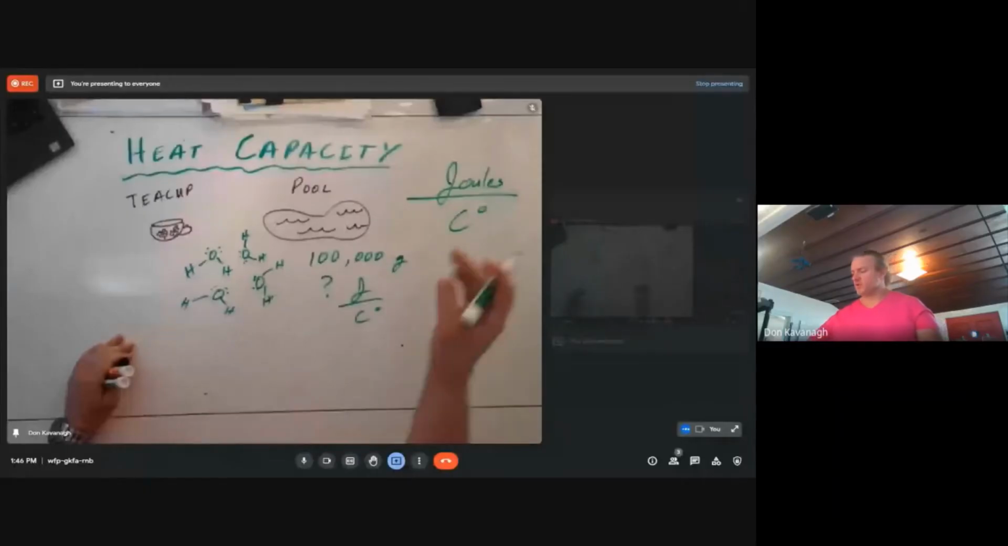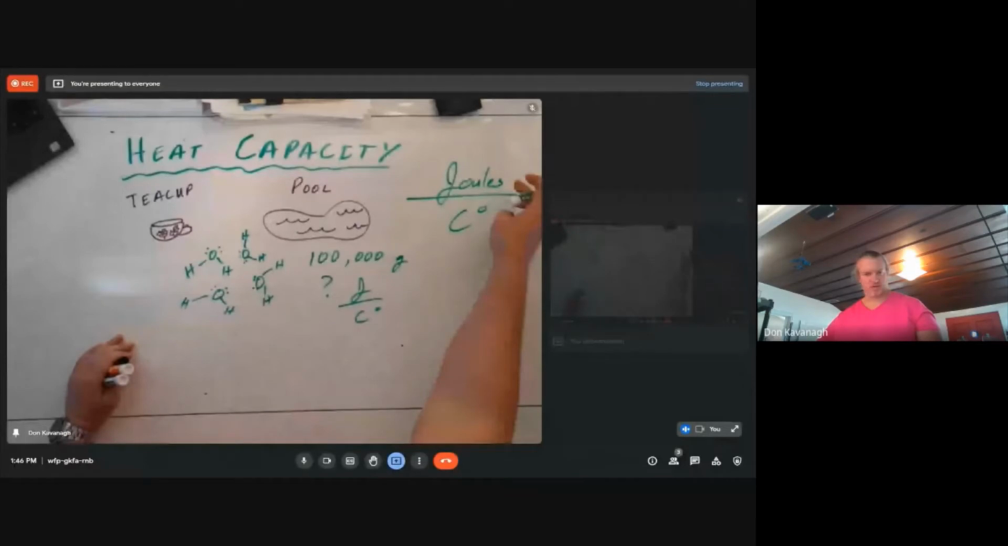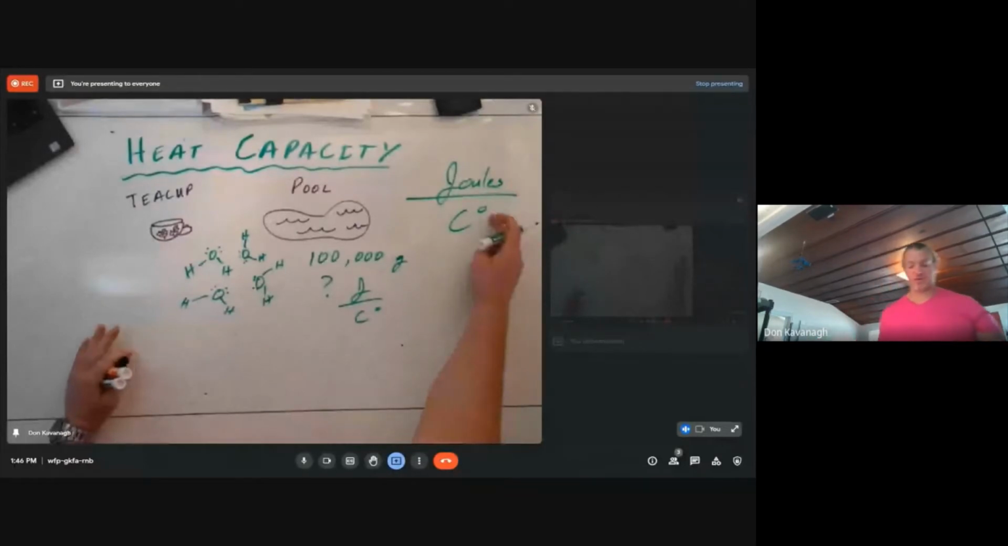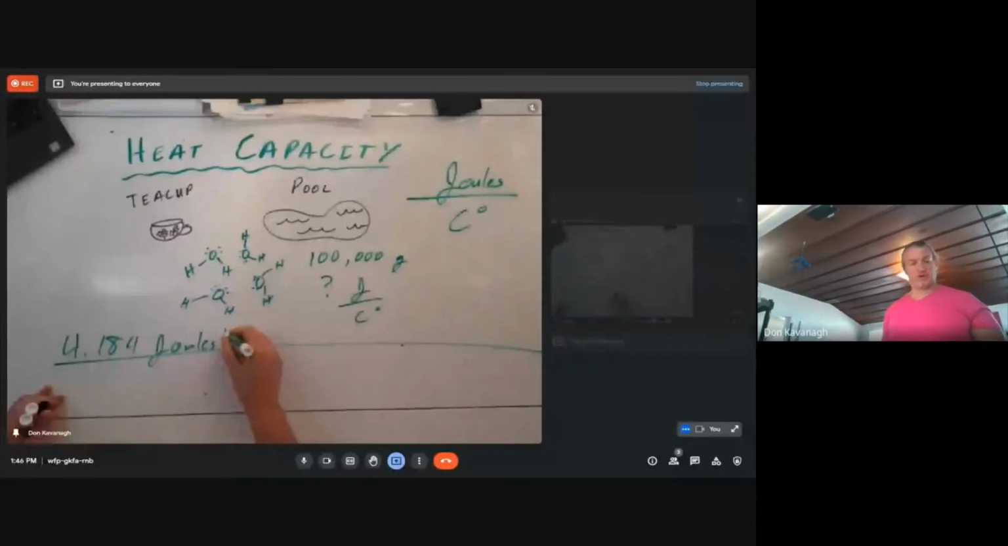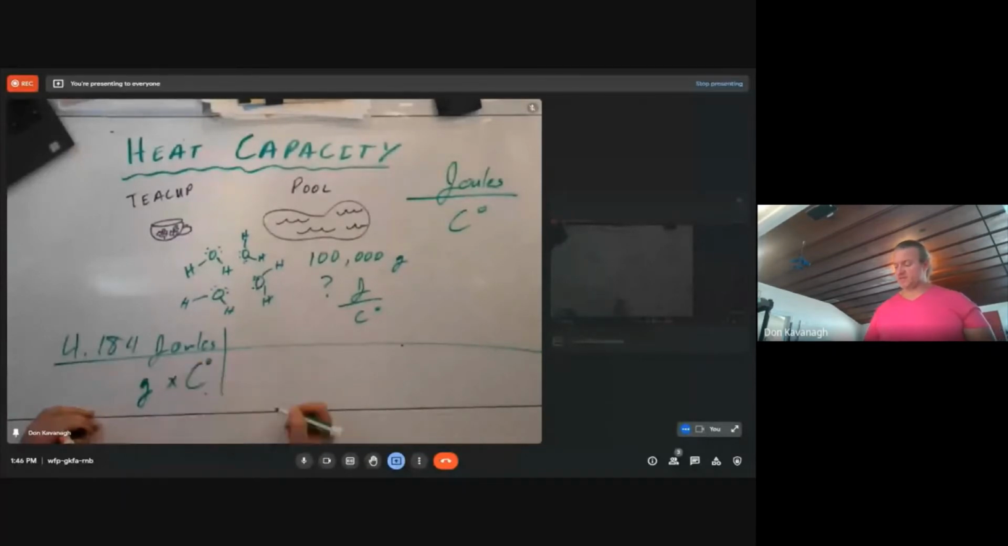What is the heat capacity of this swimming pool right here? We want joules on top, temperature change on the bottom, and that is really similar to specific heat. The specific heat of water is joules, the energy to raise 1 gram, 1 degree Celsius. In this example with the swimming pool, we had 100,000 grams. So grams cancel.